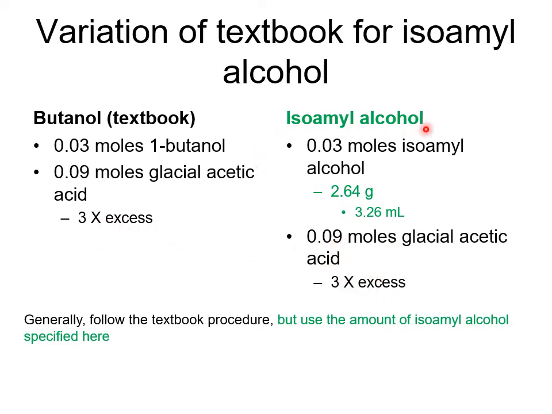The only difference is the alcohol, right? You have here your isoamyl alcohol, and you have your butanol. Isoamyl alcohol is another name for isopentyl alcohol, right? You would generally follow the textbook, but in this case, you would use the amount of isoamyl alcohol specified right here.